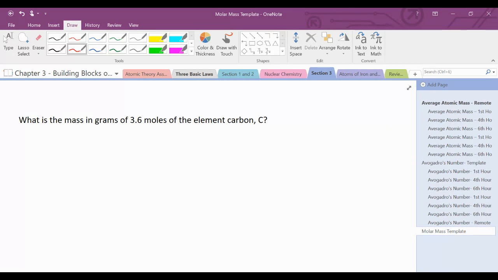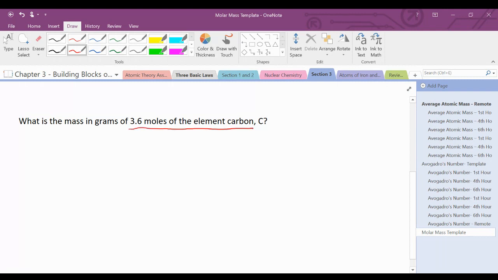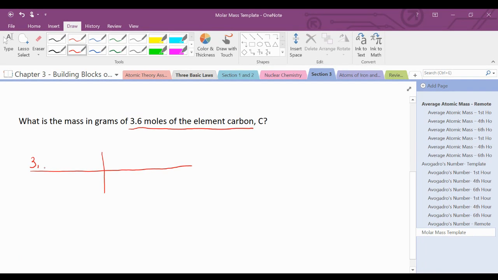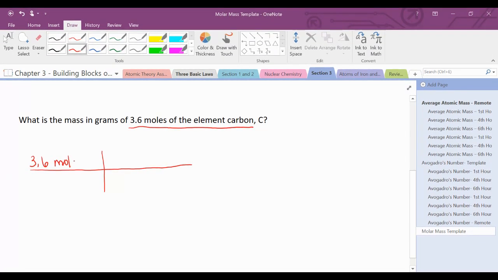When I look at the problem, we're looking for the given. The given has a number and a unit. And that's what goes first in my dimensional analysis. So I'm going to put my 3.6 moles of carbon in my opening box.